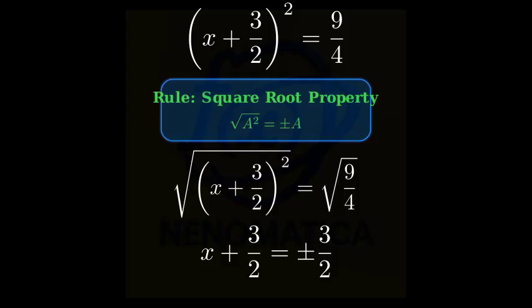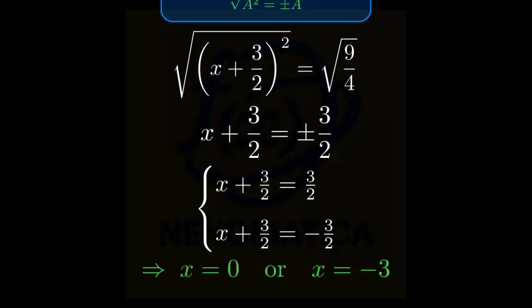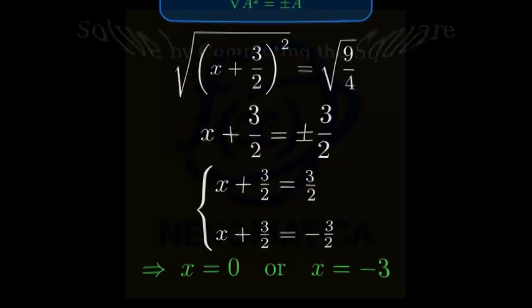Step 4. Split into the 2 linear possibilities and solve each. Write the 2 cases. Solve to obtain x equals 0 or x equals negative 3.